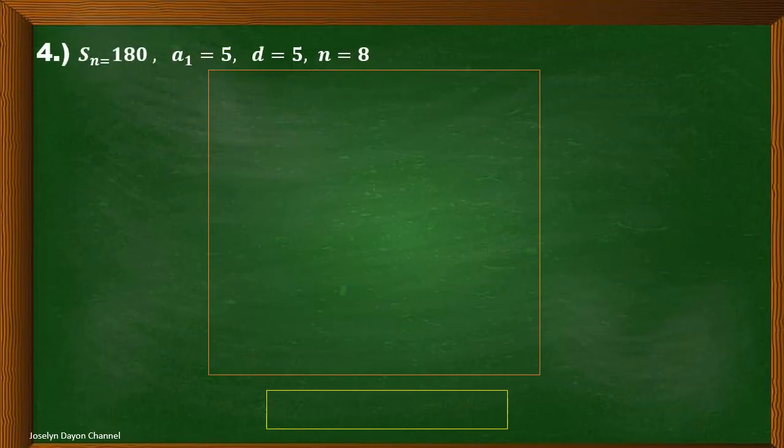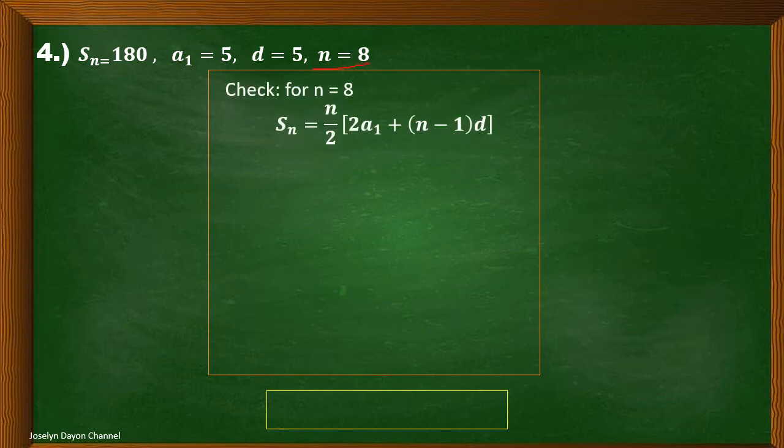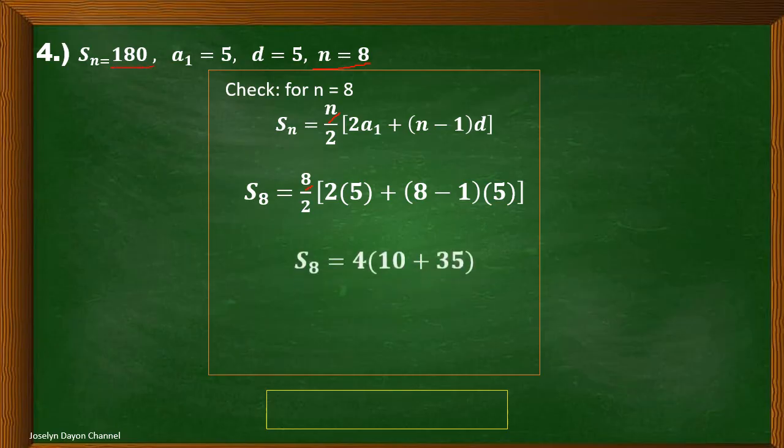So at this time, we have to check. We are going to use the value of n equal to 8. So we have to write the formula. Next, we have to substitute. This time, our n is already 8. We must see to it that the sum for this is equal to 180. Simplify further. So 8 divided by 2, the answer is 4.